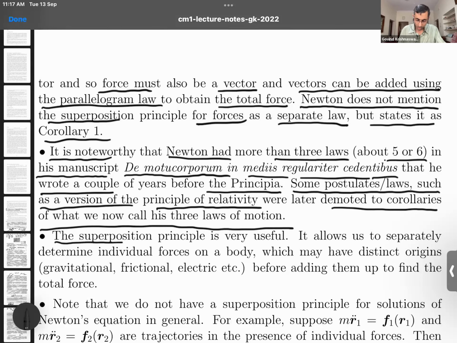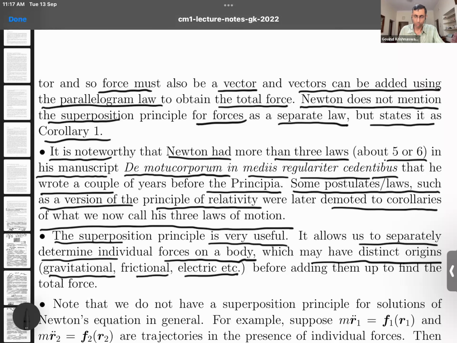The superposition principle is very useful. It allows us to separately determine individual forces on a body, which may have distinct origins. There may be a gravitational force, a frictional force, an electric force, etc. You may be able to isolate each of them, find out their magnitudes and directions and so on, and then you add them up to find the total force. So this is how we work in practice.